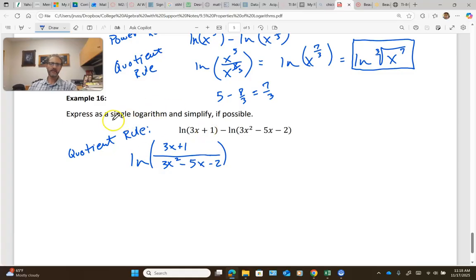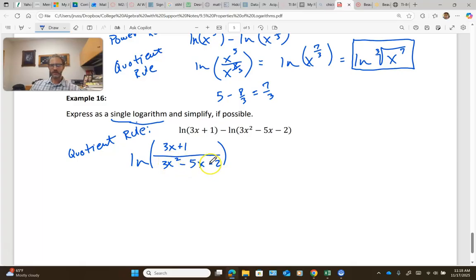Now we have condensed it into a single logarithm, but the argument in this logarithm can be simplified. And this takes us back to working with rational expressions. The only way to simplify this, guys, is if I can factor this denominator. If I can factor it such that one of its factors is a 3x plus 1, then I could divide those out, and that'll simplify this.